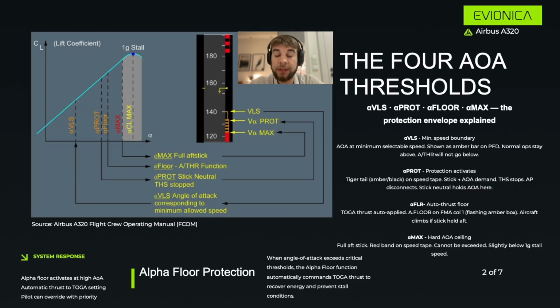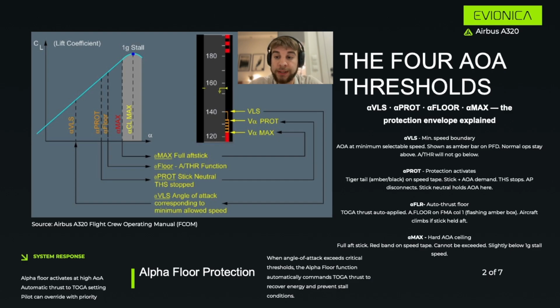The A320 defines 4 key angle of attack thresholds that form the protective envelope. The alpha VLS represents the minimum selectable speed and defines the lower safe boundary for normal operations. Alpha protection, or alpha prot, marks the point where the protection becomes active and the flight control changes.